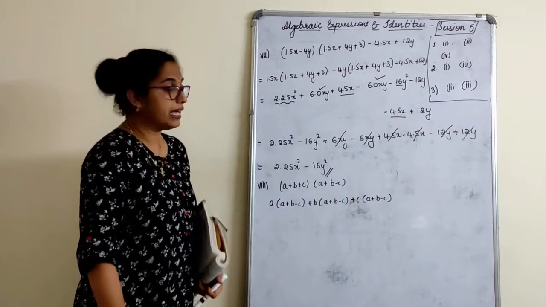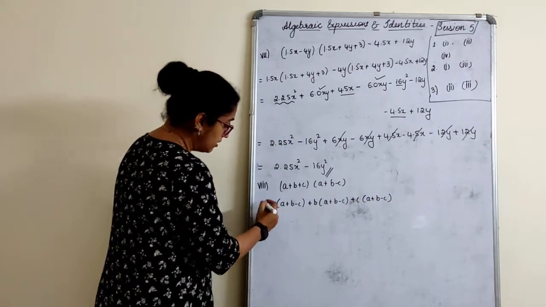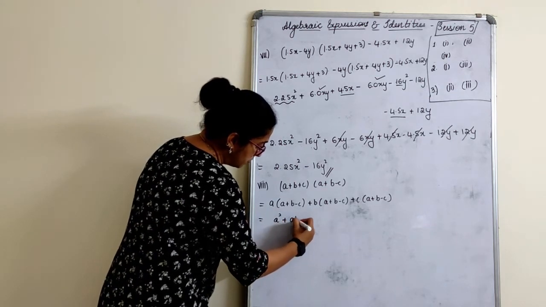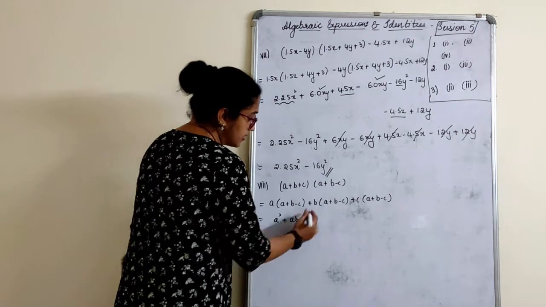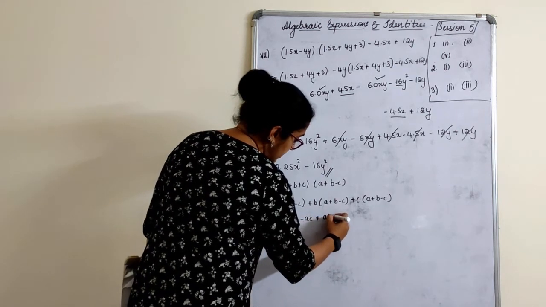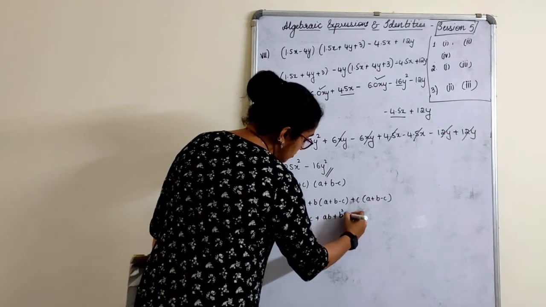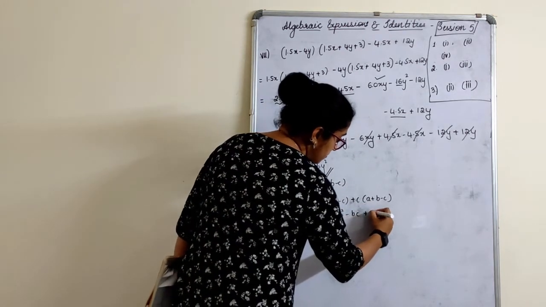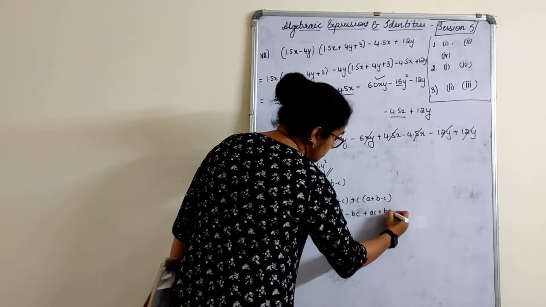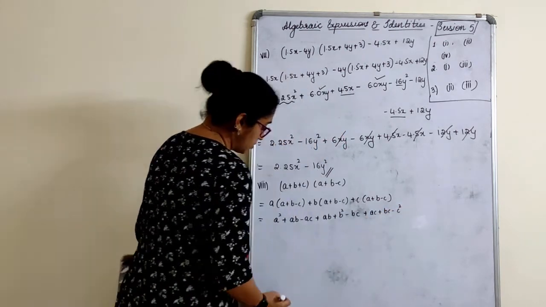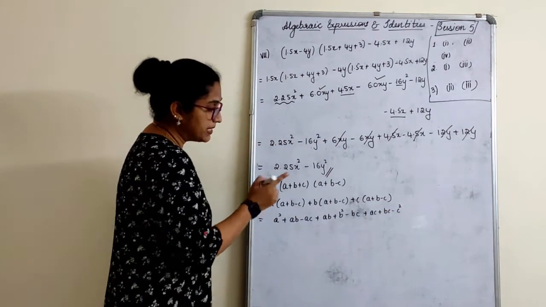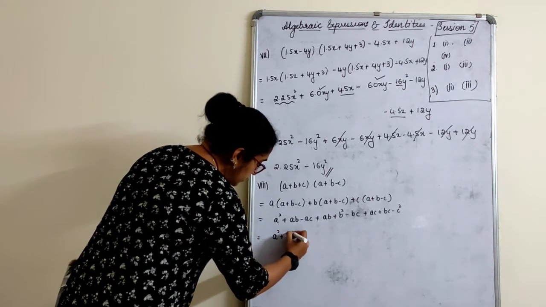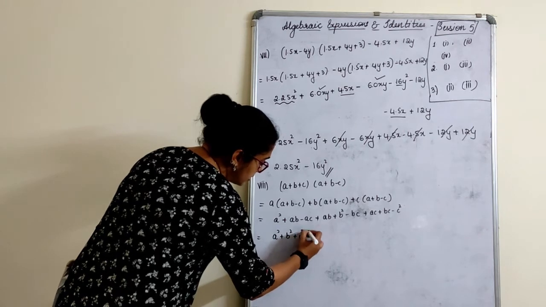This is how we multiply a trinomial by a trinomial. Go on multiplying now. a square plus ab minus ac plus ab plus b square minus bc plus ac plus bc minus c square. So you have a square, b square, c square. First we will write that. a square plus b square plus c square.